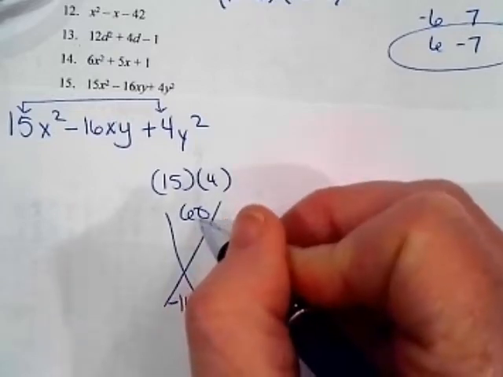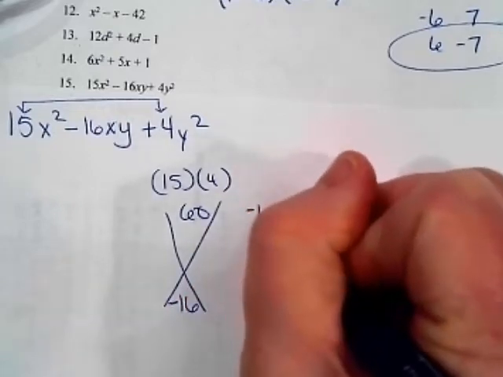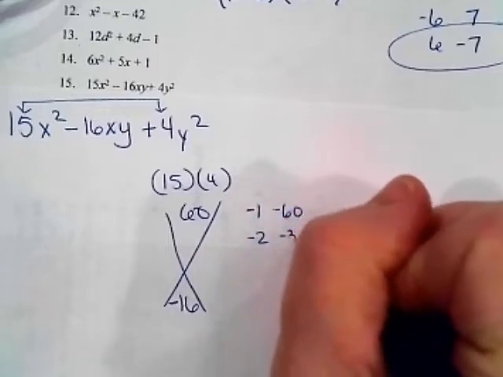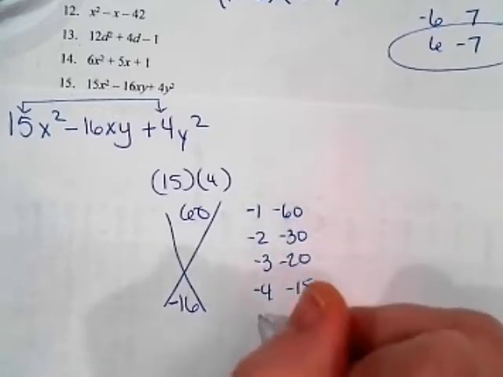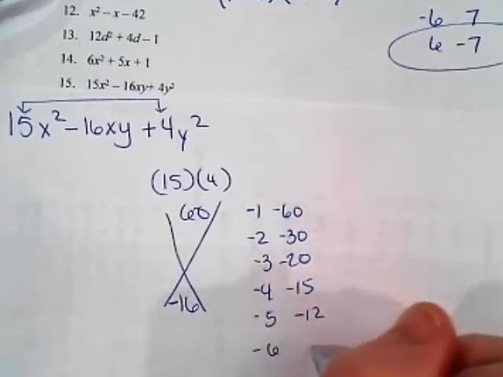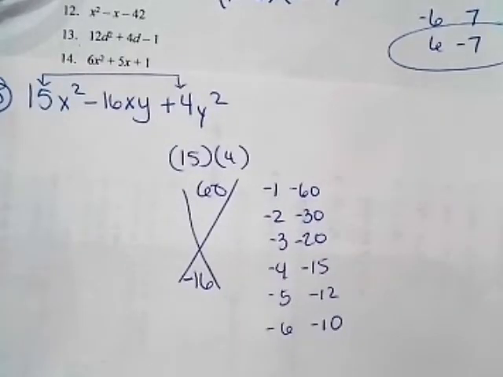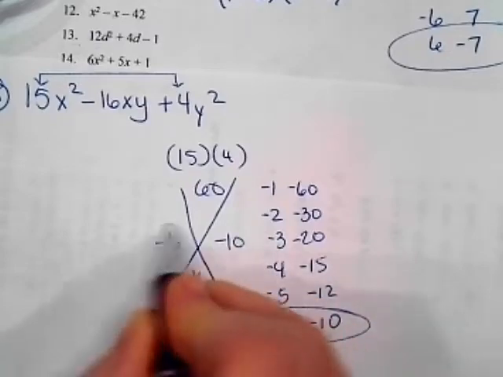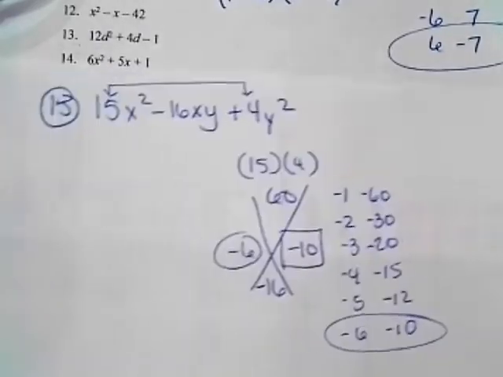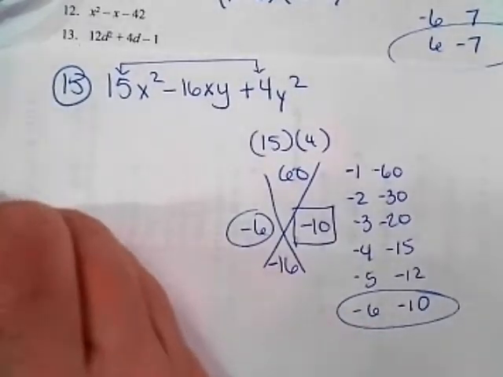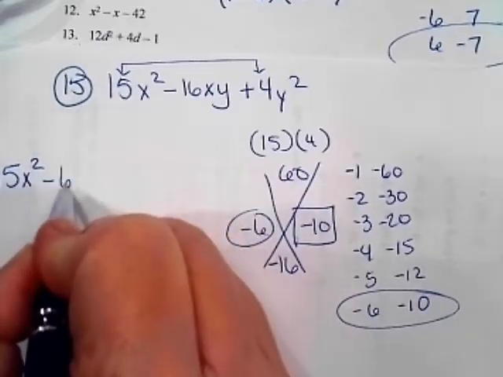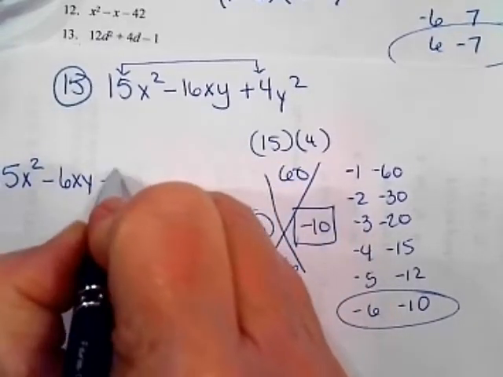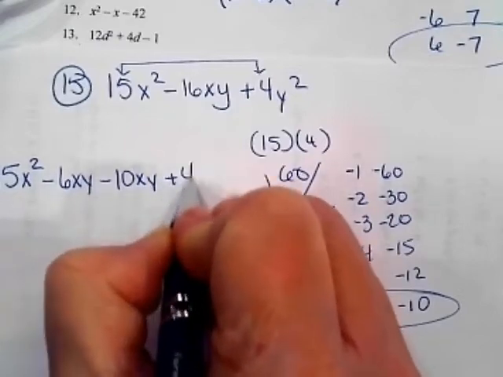Well, they're going to be both negative numbers. So negative numbers, negative 1, negative 60, negative 2, negative 30, negative 3, negative 20, negative 4, negative 15, negative 5, negative 12, negative 6, negative 10. There's a lot of factors of 60. The pair that will give me negative 16 is right here. Okay? So then I rewrite the problem. So I write 15x squared minus 6xy minus 10xy plus 4y squared.